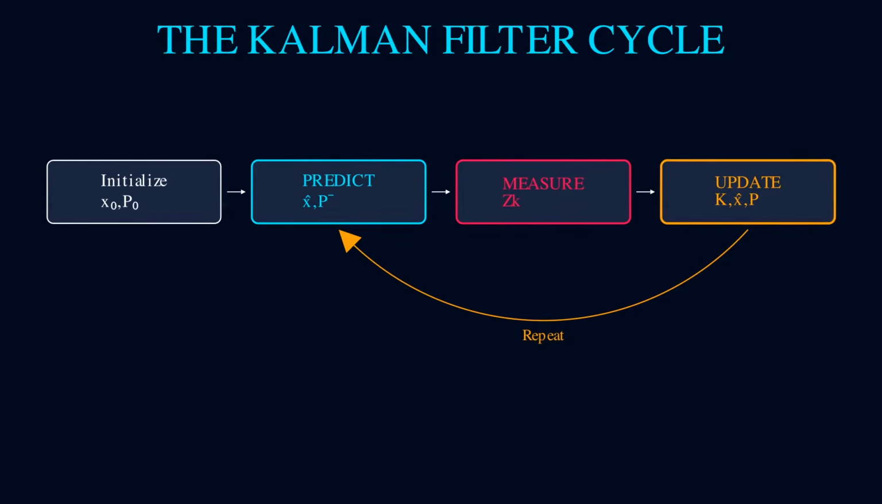With each iteration, the estimate gets refined. Predict, measure, update. Predict, measure, update. This elegant loop is the heartbeat of the Kalman filter. Let's see the filter in action.